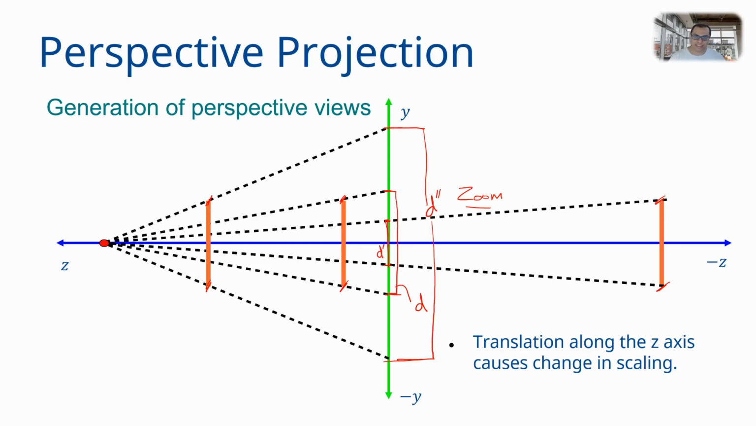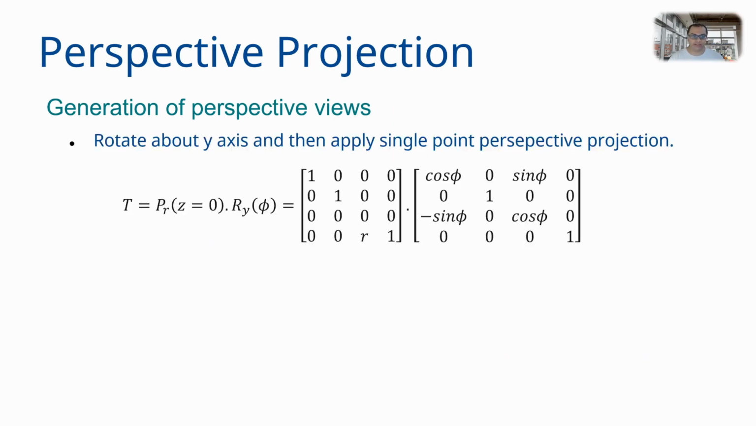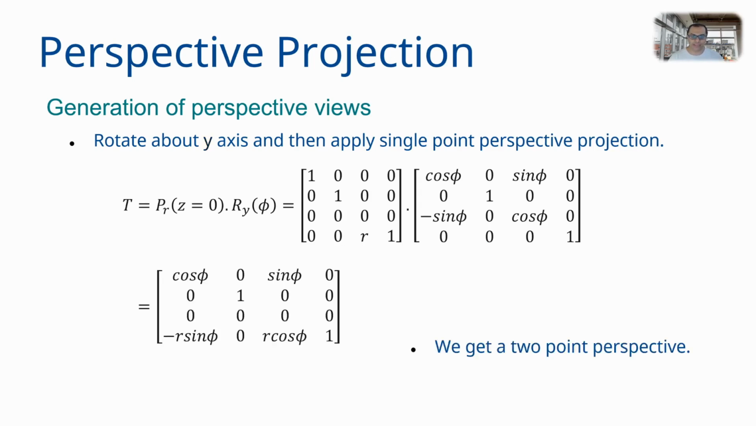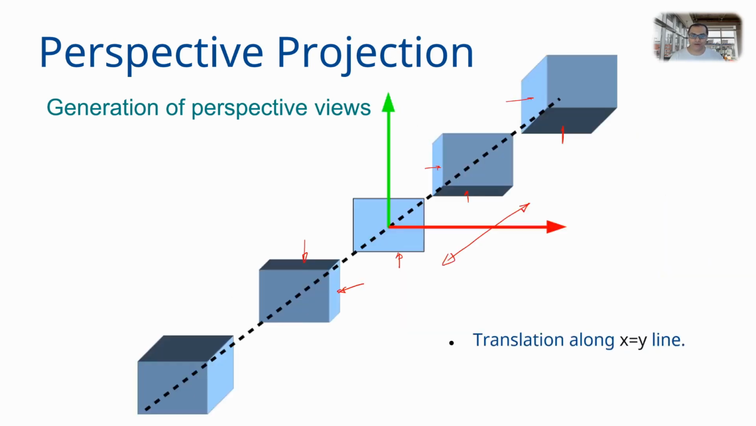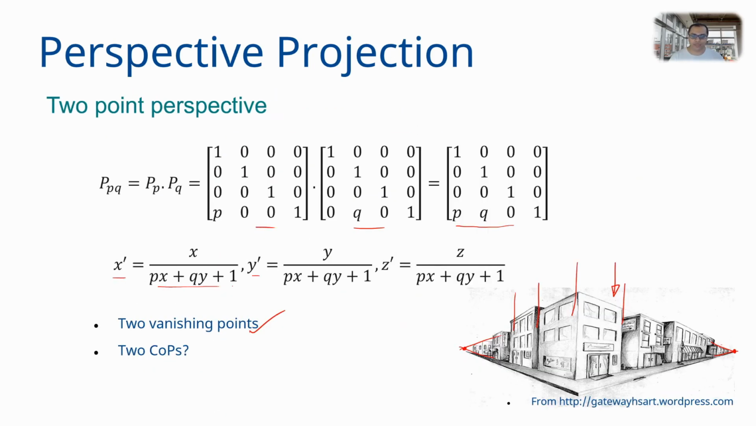So this was applying a translation and then doing a single point perspective projection. We can also rotate about the y-axis and then do a single point perspective transform or projection. If we do that, the resulting matrix is very interesting. In the resulting matrix now, I have a 2-point perspective. So now our question about the two centers of projection becomes clear. How do you obtain a 2-point perspective image like this?